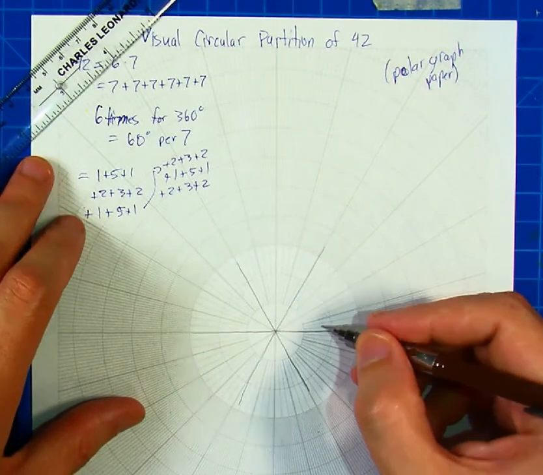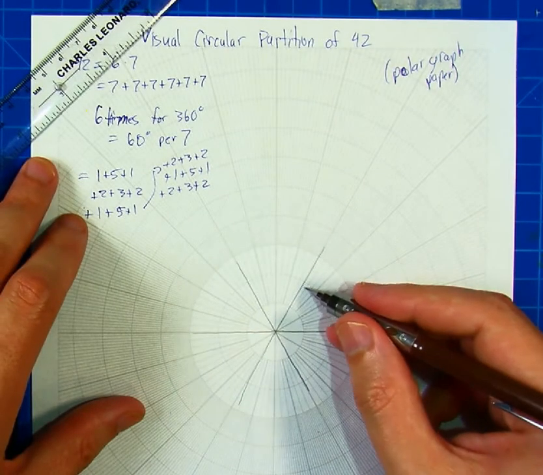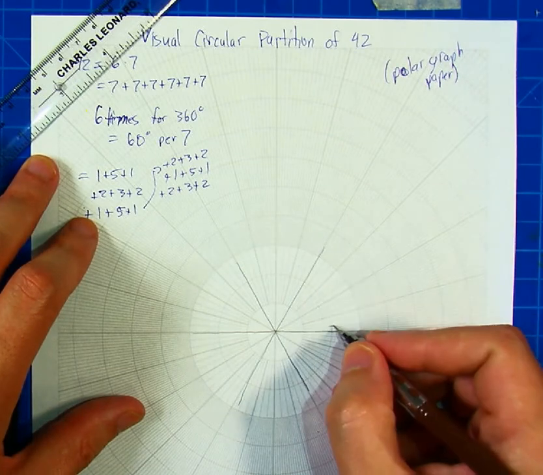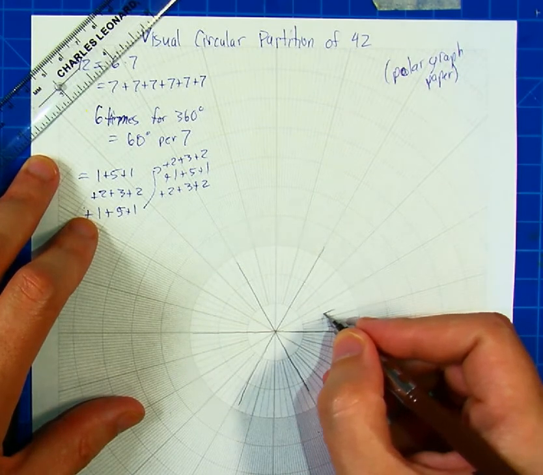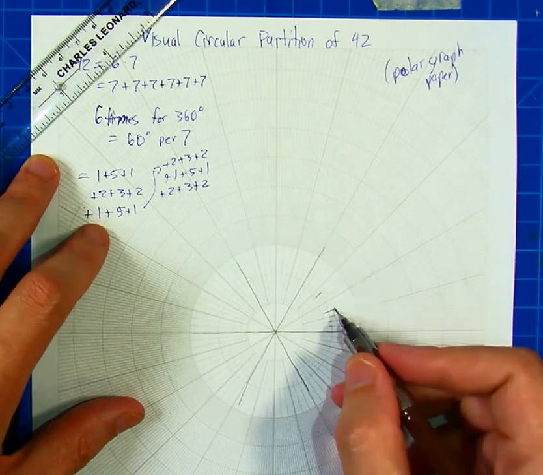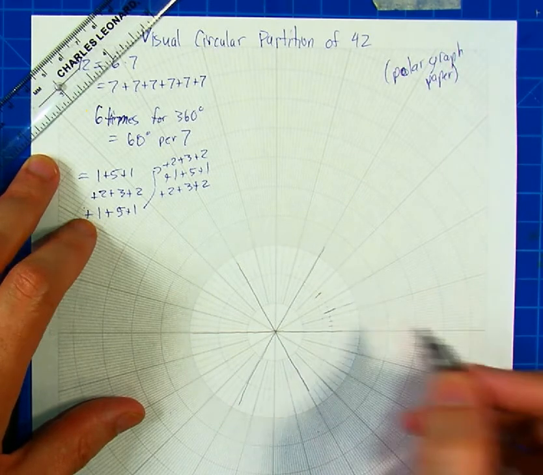There are 12 lines in this section, so if this is 12 lines here for 60 degrees, that means each one of these is 5 degrees. So 5, 10, 15, 20 degrees. And now I know that these major lines here are what I'm going to use to fill in my wedges.